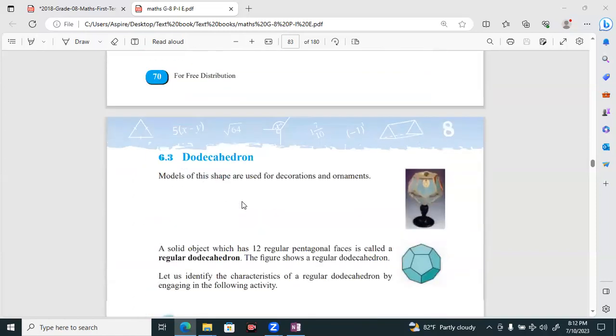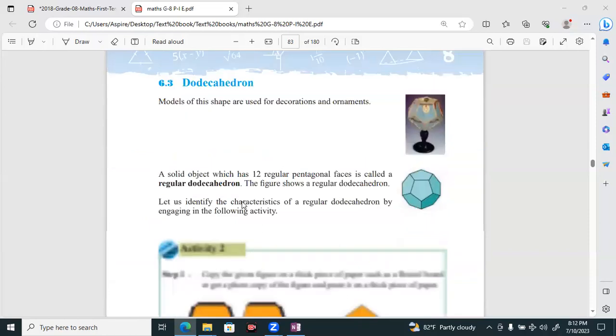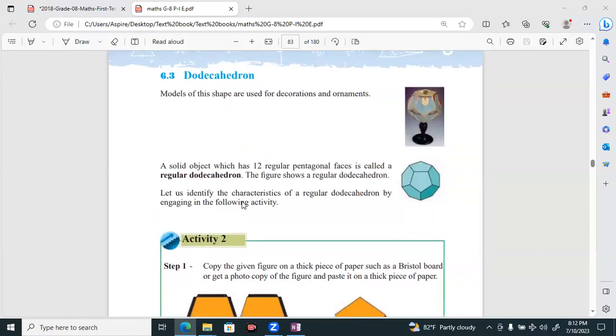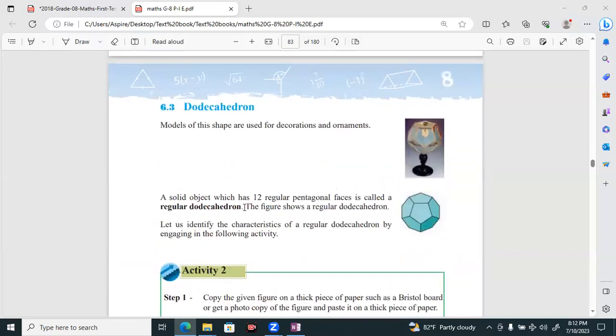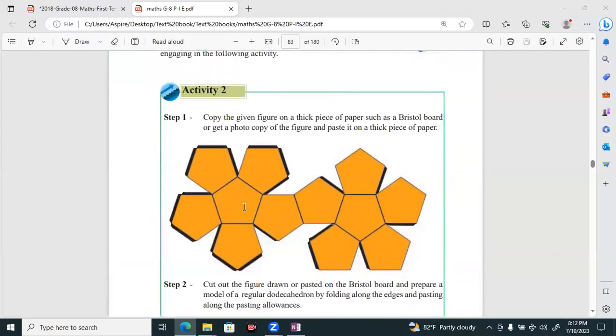Then dodecahedron. A dodecahedron is a particular solid object which consists of 12 faces. When we discuss its faces, they are pentagons. Pentagons mean the shape with 5 sides.